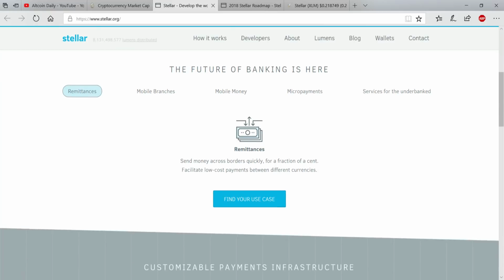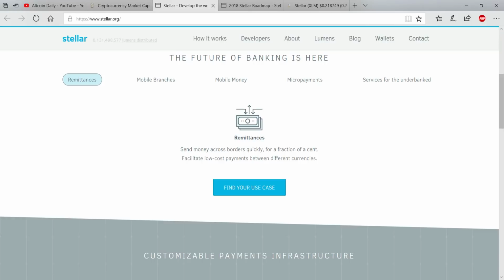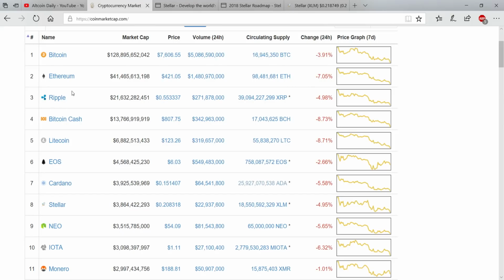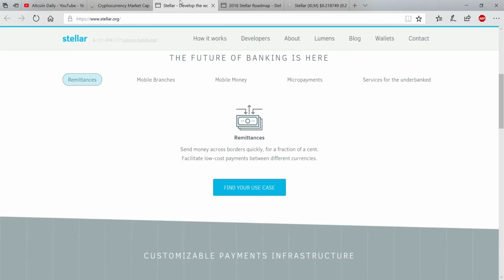So how did it start? Well, Stellar started all the way back in 2011 when programmer Jed McCaleb and a few other guys were developing Ripple. We all know of Ripple. It's also a high cap cryptocurrency that's centralized and controlled by the banks.